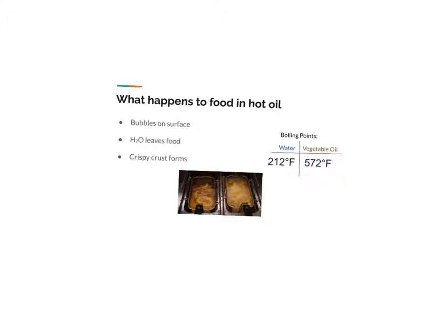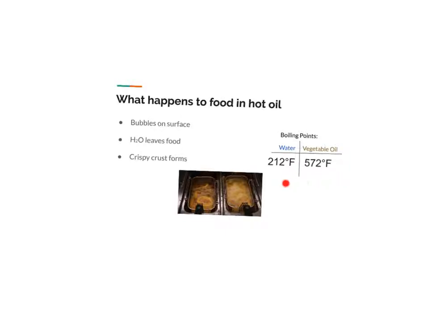In my presentation, we will be exploring the process of deep frying, which is when we submerge food in hot oil to cook it. So when the food is dropped into hot oil, bubbles form on the surface of the oil. This is actually not the oil boiling, rather the water boiling out of the food and creating bubbles in the oil. Water's boiling point is much lower than the boiling point of vegetable oil. So the water boils out of the food while the oil remains liquid.